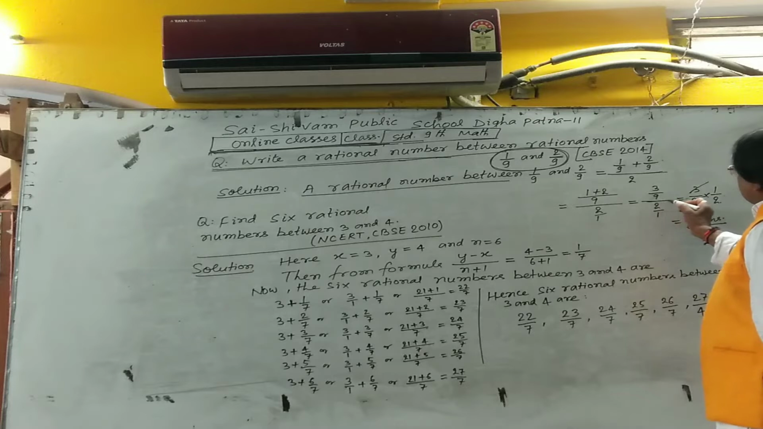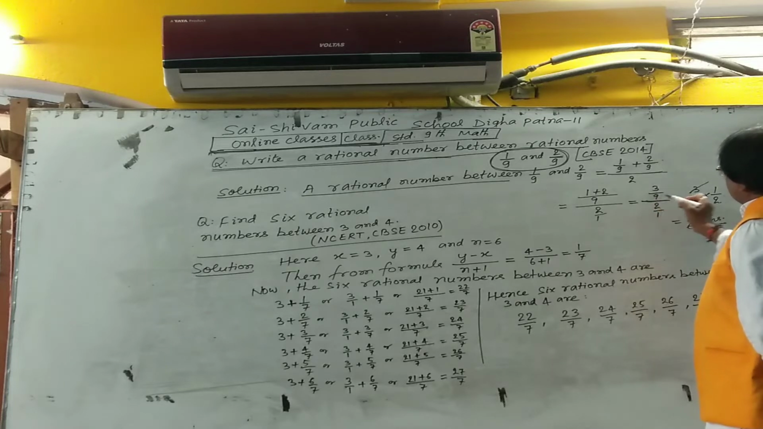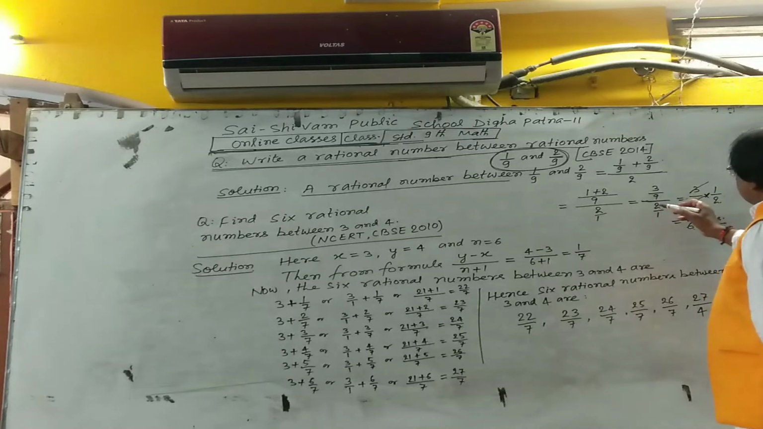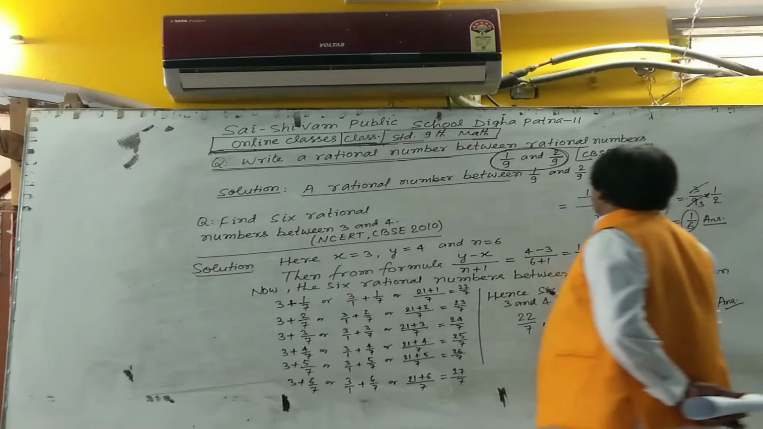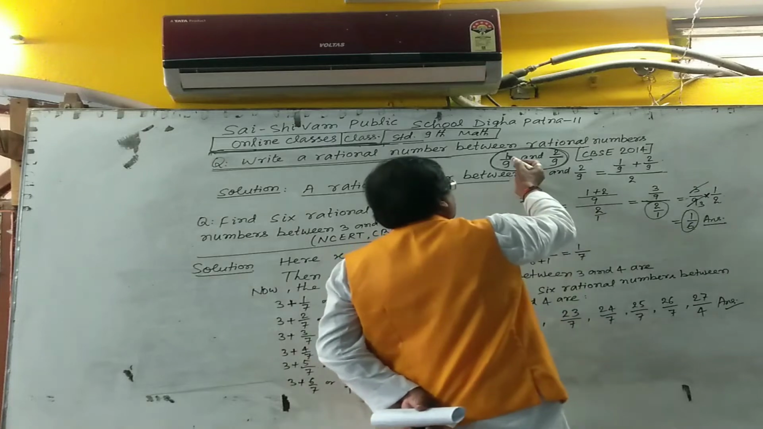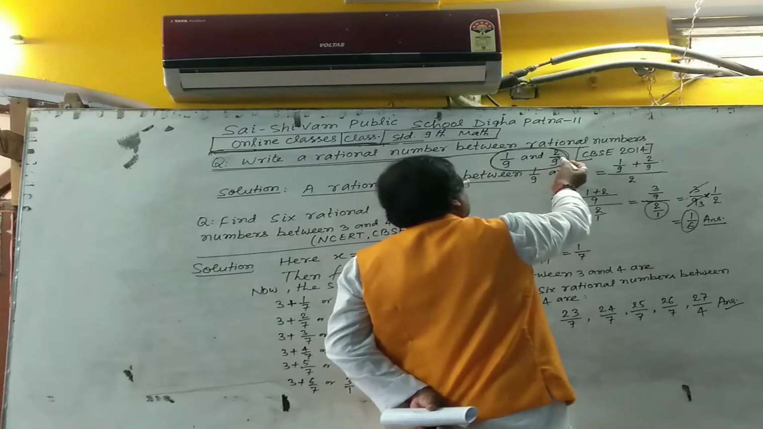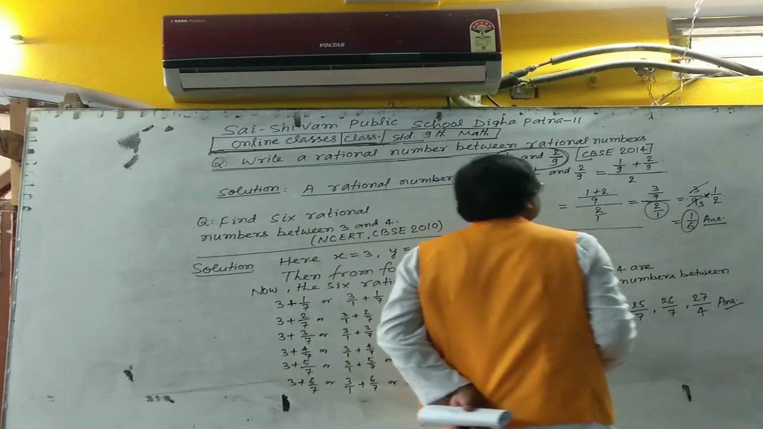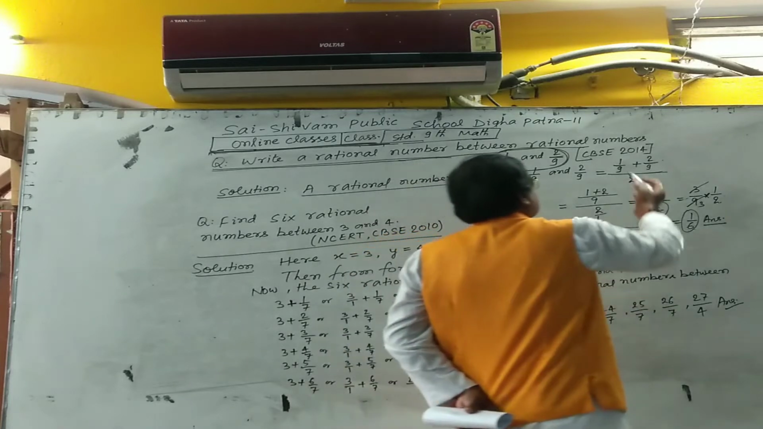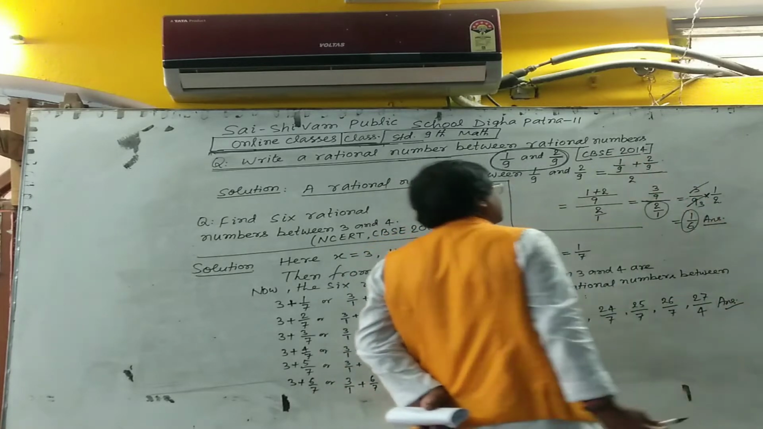So this sign can be converted like this: division is converted into multiplication. And a single rational number is 1/6. This rational number is in between 1/9 and 2/9. This question has been asked in the CBSE board 2014.